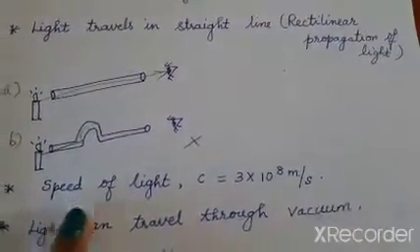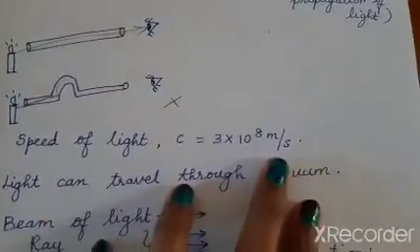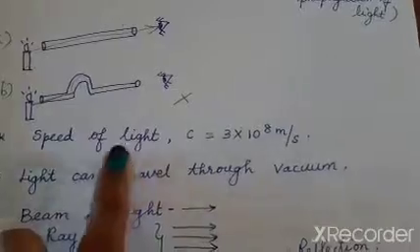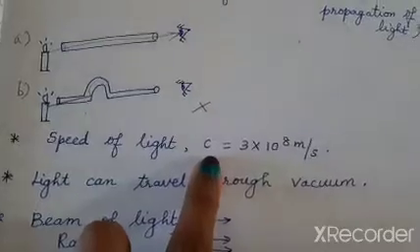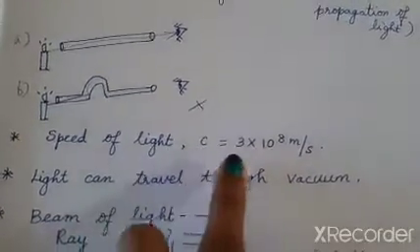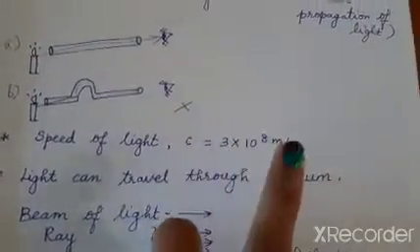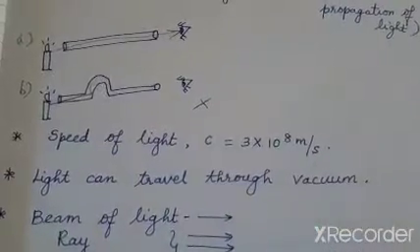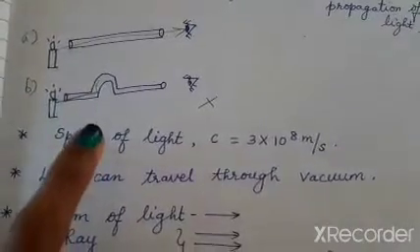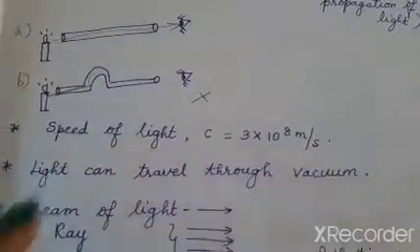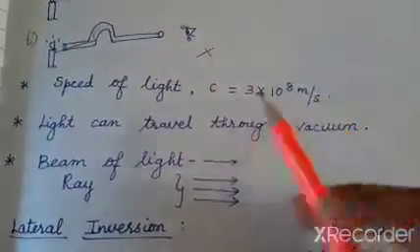Then the speed of light is 3 into 10 power 8 meter per second. This we know already. So what is this speed of light? It is a constant value. The speed of light is always denoted by the letter small c. 3 into 10 power 8 meter per second. This is the speed of light in vacuum. So this is the maximum speed at which light can travel, found to be 3 into 10 power 8 meter per second.